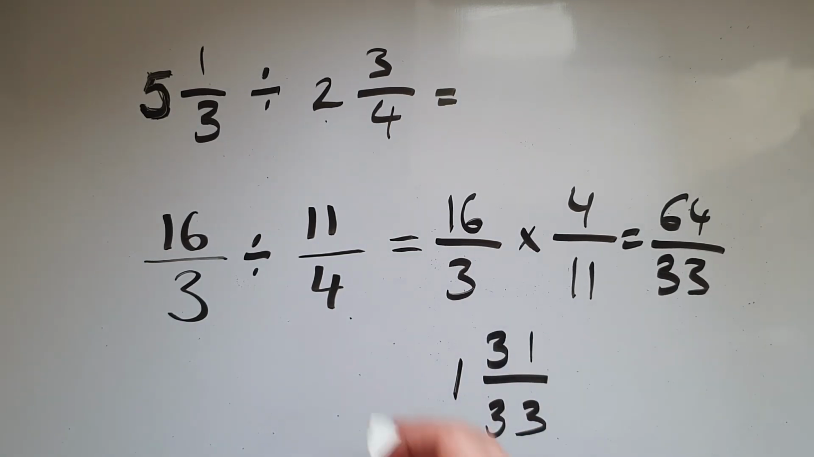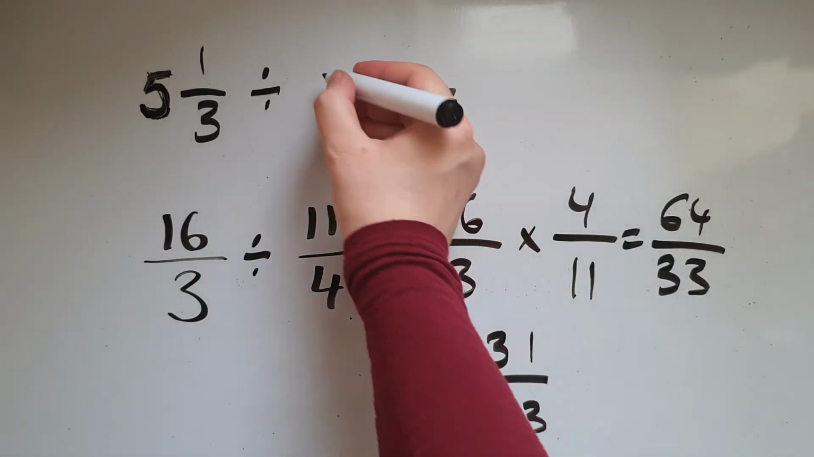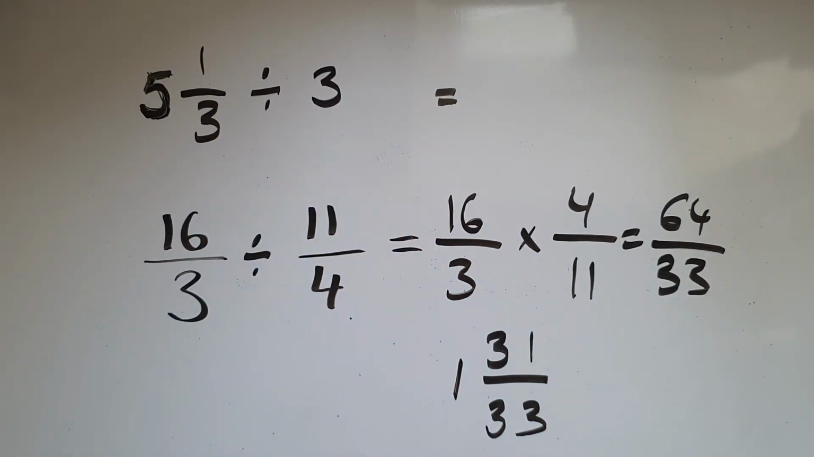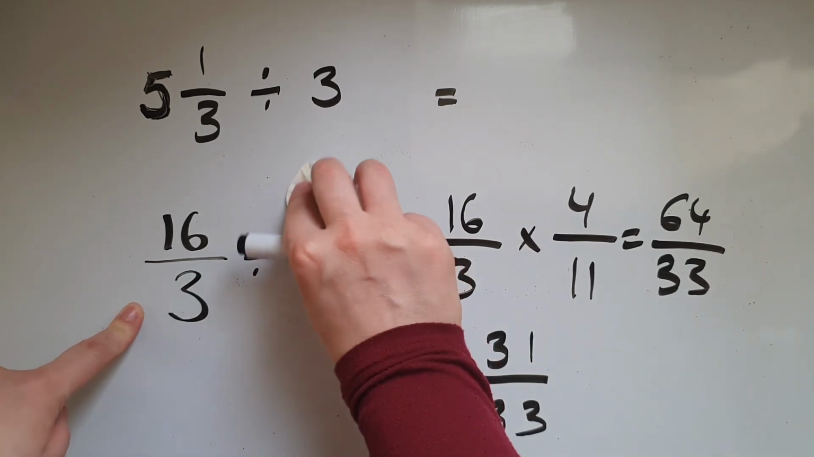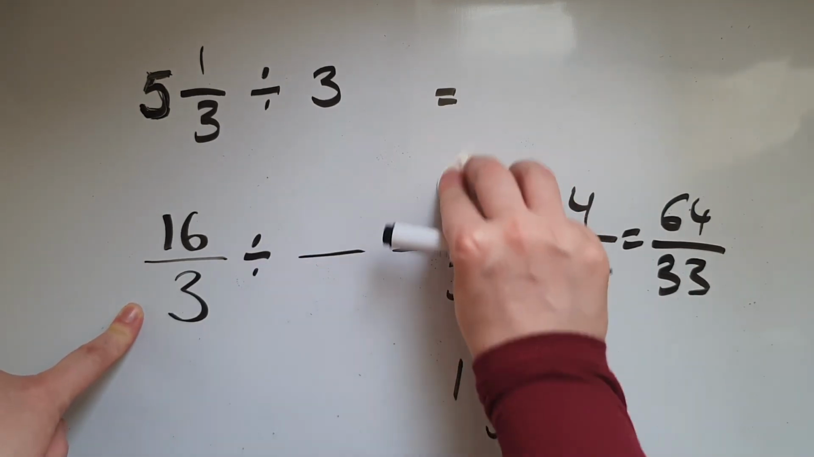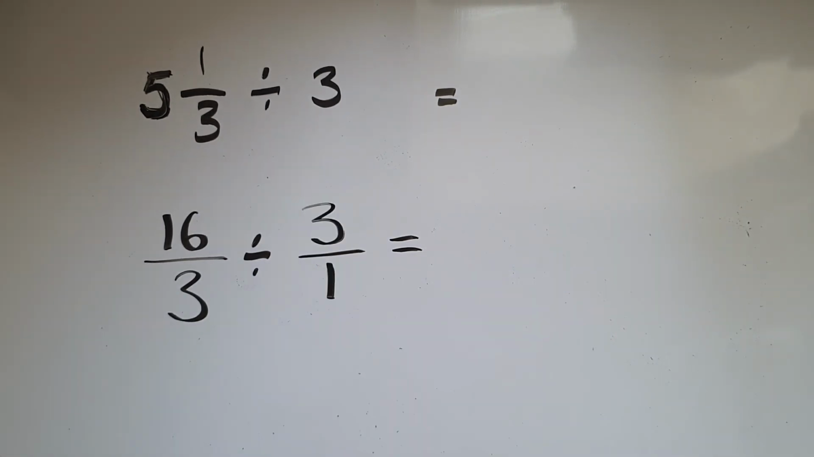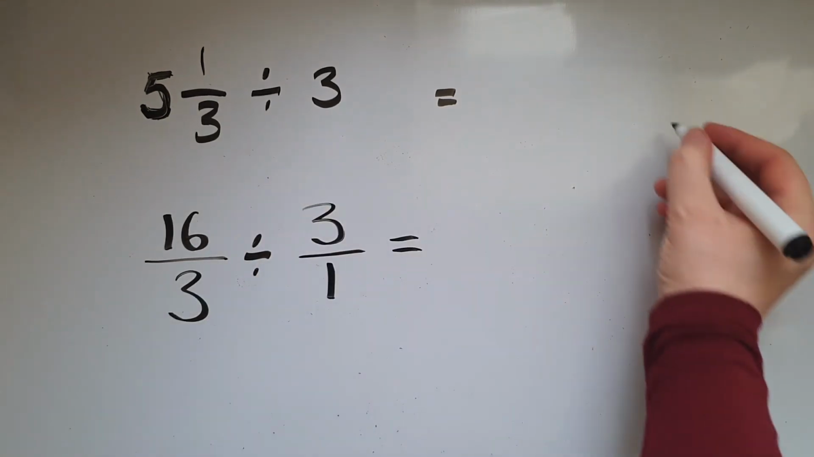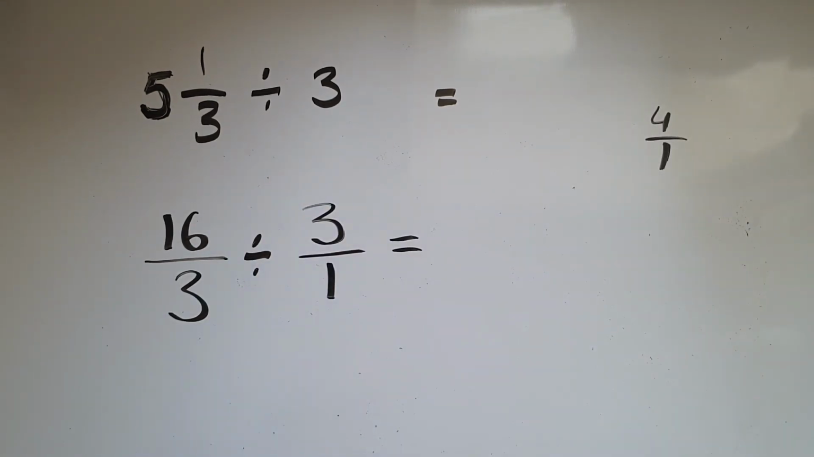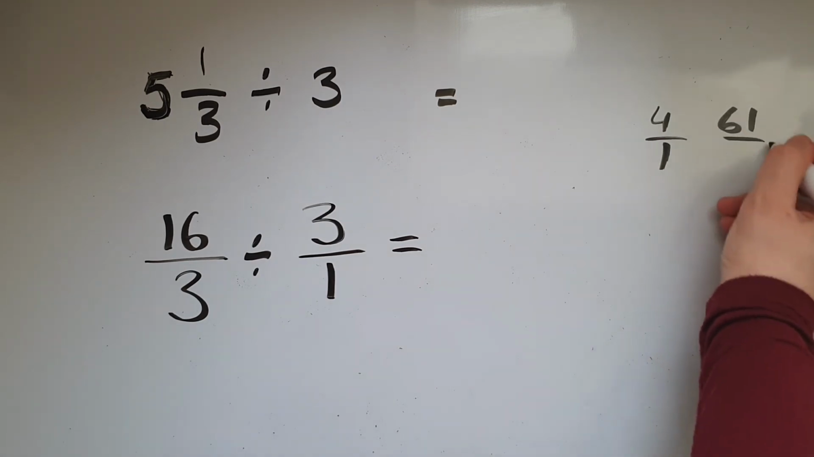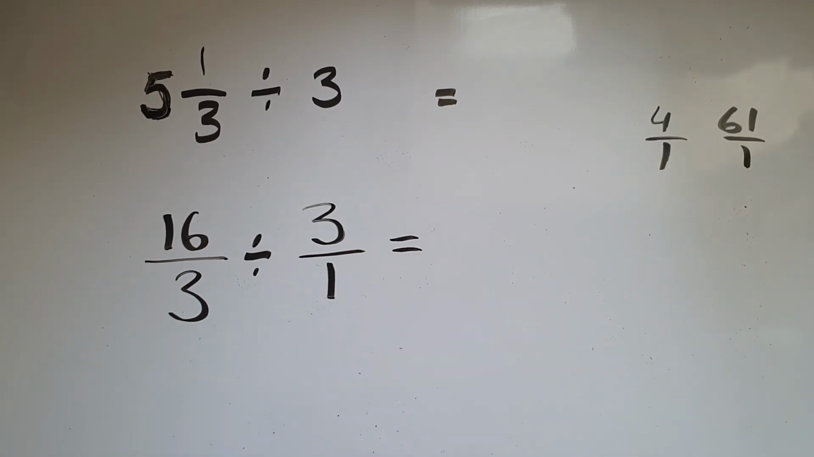If we had a mixed number divided by a whole number, let's say divided by 3, what do we do in this case? We can convert them both into fractions. So we've converted the first one into a fraction. The second one, that would be 3 over 1. That's how we write a whole number. So if it's a 4, it's going to be 4 ones. If it's 61, 61 ones. So a whole number as a fraction is the number itself over 1.